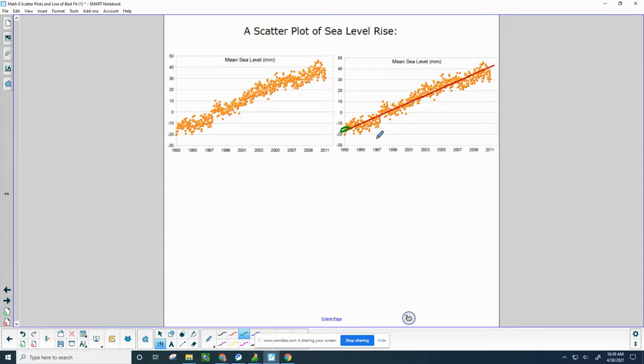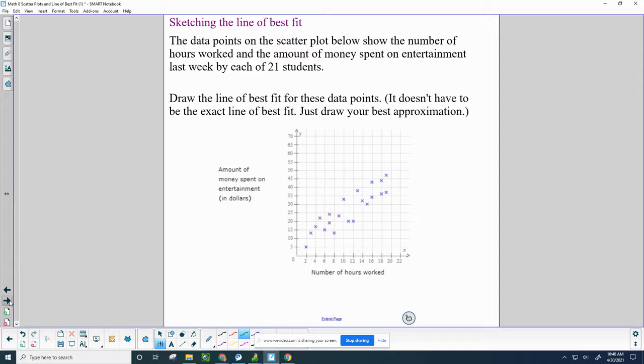Now, some of you might be saying, well, how can it be negative? Well, the reason why it can be negative is because of the tides and everything, the tides go up and down, and so that varies a little bit. And then this is the amount of sea level rise, okay? All right, so how about something else?